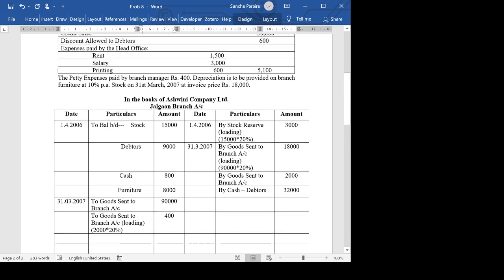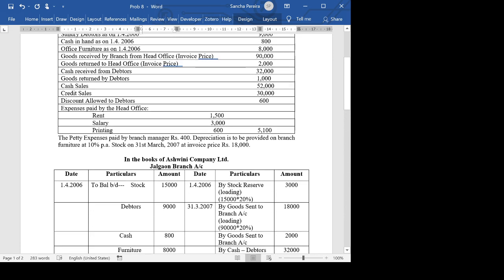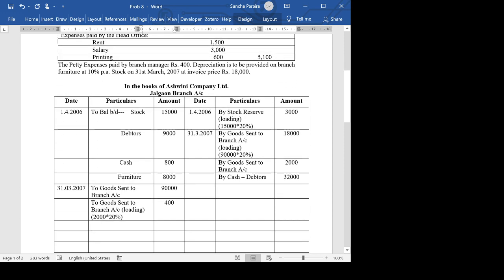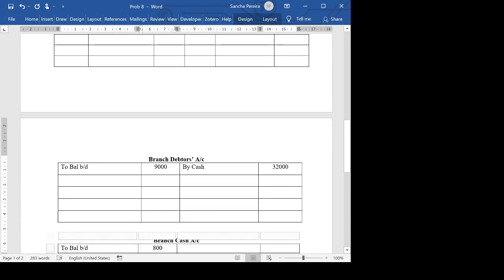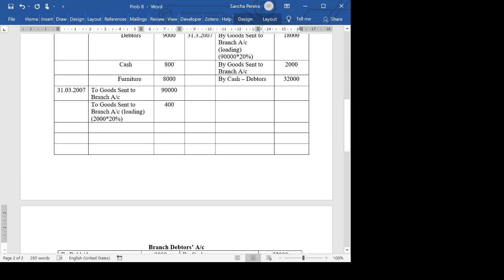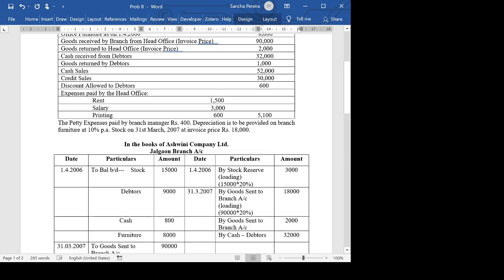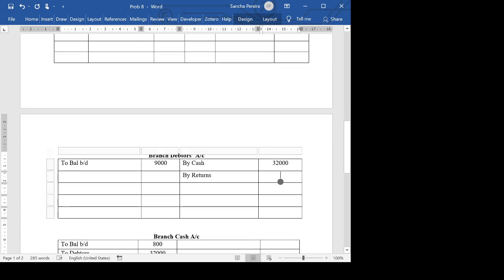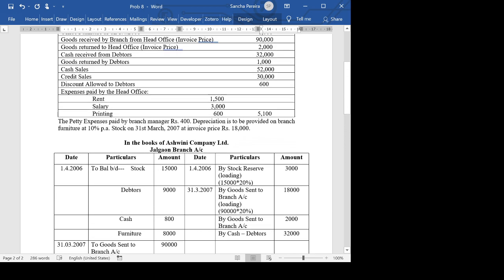Next one, goods returned by debtors. We said this affects only the debtors account. So returns also will come on the credit side. By returns, which is 1,000. It's basically goods account debit to debtors. The debtors are returning the goods. Goods account debit to debtors. So in debtors it will be by returns or goods return. That affects only the debtors account.